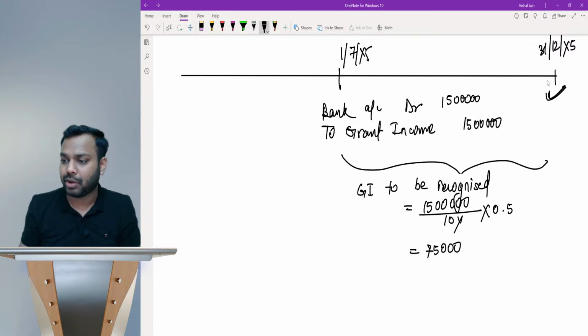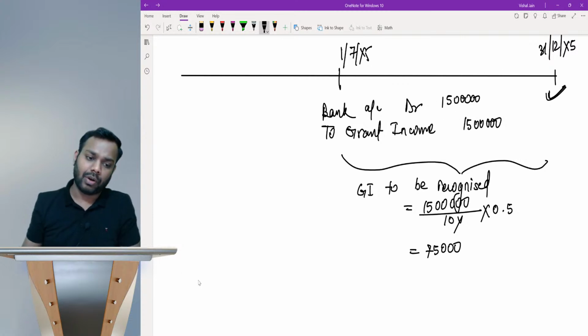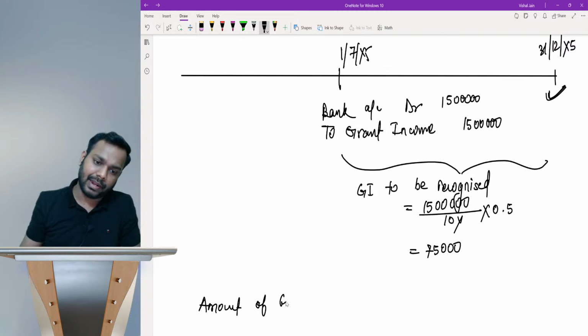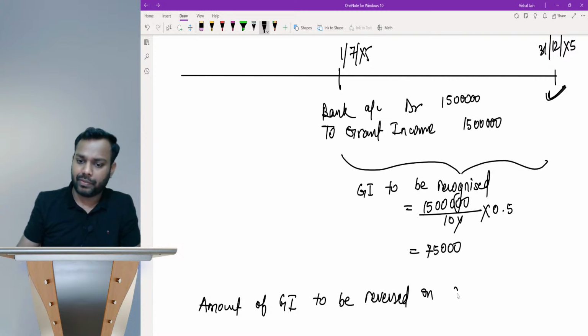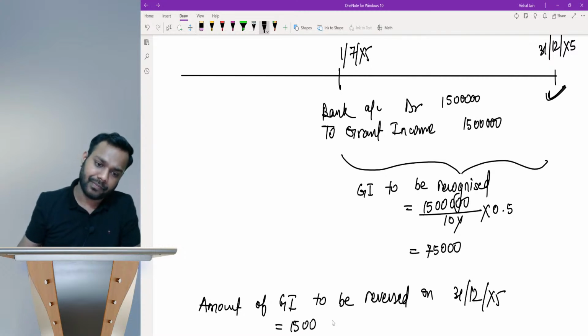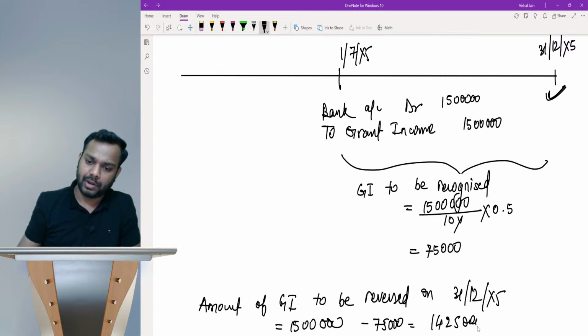Naman, it's not 1,50,000, it's 75,000 for half of the year, right? For half of the year, 75,000. But they have recognized 15,000. So what is the amount of grant income to be reversed on 31st December x5? That is 1500,000 minus 75,000, which equals 1425,000.